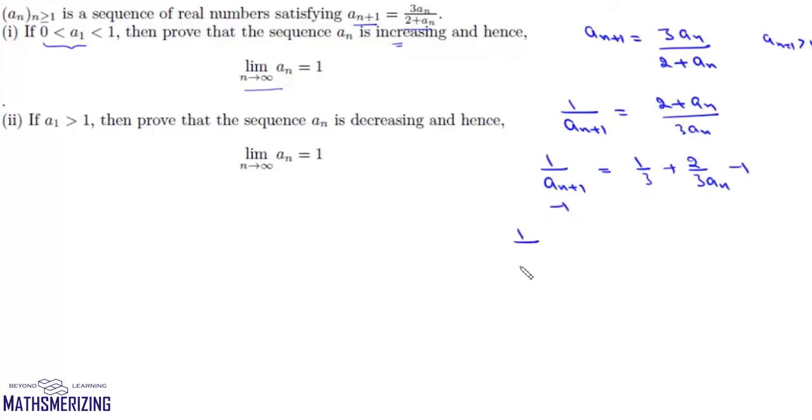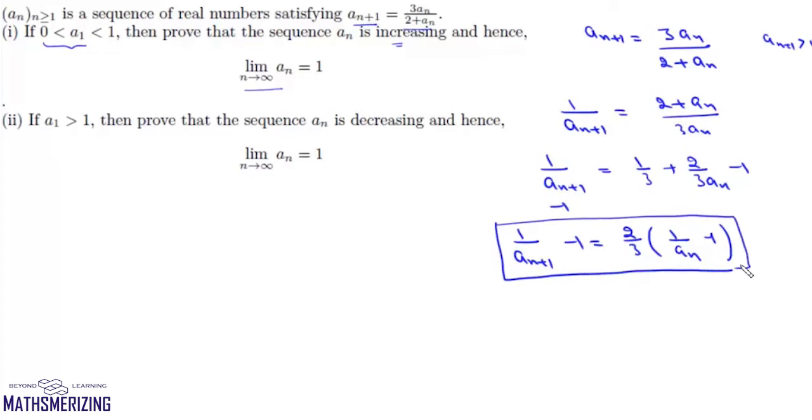We can write this as 1 upon a_{n+1} minus 1 will be equal to 2 by 3 times (1 upon a_n minus 1). So we have this relation, 1 upon a_{n+1} minus 1 is equal to 2 by 3 times (1 upon a_n minus 1). Now using this recurring relation, we can prove that 1 upon a_{n+1} minus 1 will be equal to (2 by 3) to the power n times (1 upon a_1 minus 1).